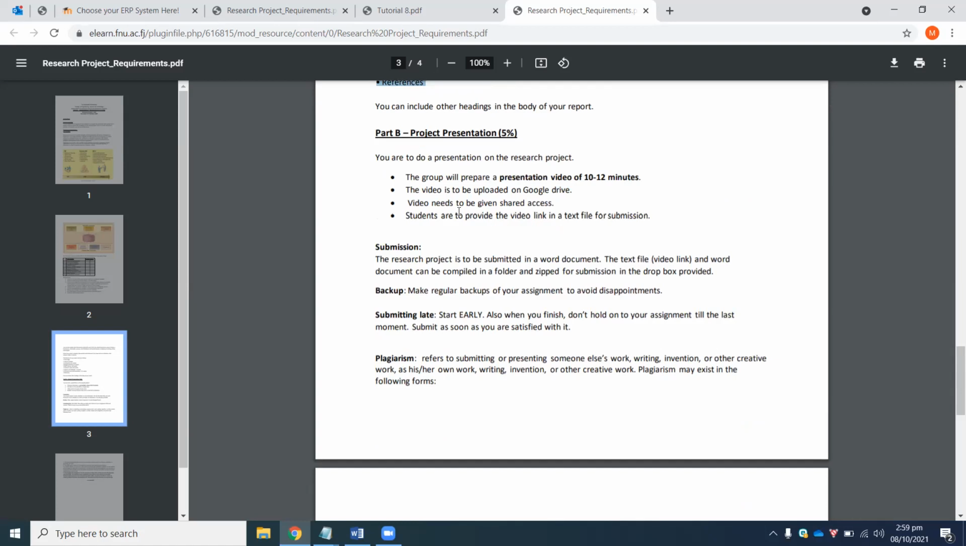Most of you are working, some of you will start working. You should be ready for challenges. So in here, what you'll do is you'll do a presentation. However, this presentation won't be hosted over Zoom. This presentation will be prepared through the use of a presentation video of about 10 to 12 minutes.